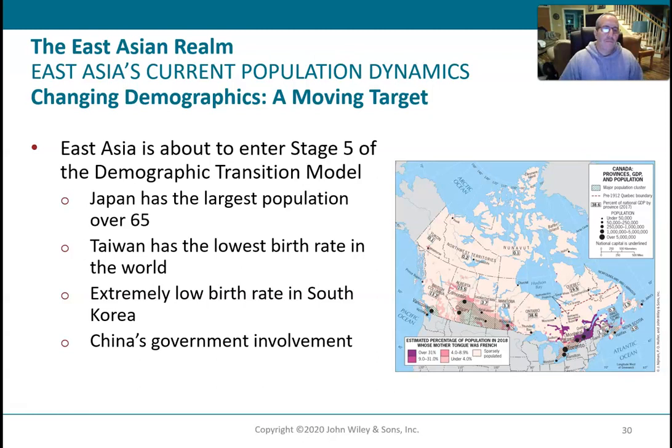However, the population now, and as you see on this slide right here, even in these other countries that didn't have that, the majority of the population is getting old. Japan has the largest population over 65 in the region. Taiwan has a very low birth rate. South Korea as well. And with China's involvement, their population now, they still have a lot of people in that country, but they're getting older. There's a lot more old people than young people.